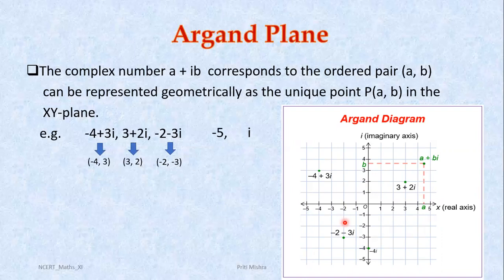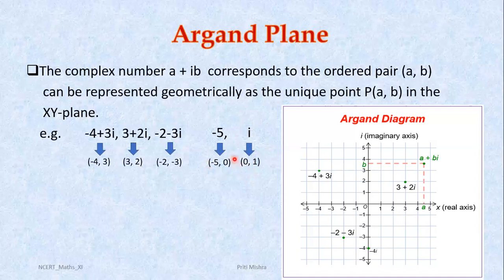Now I would like to tell you, if you are having numbers like minus 5, in terms of the complex number system, this is a purely real complex number, because here the imaginary part is 0. So we will write it in terms of an ordered pair, just like minus 5, 0. And the next number is i. You can see its real part is 0. So this is a purely imaginary number. Its real part is 0. So we can write it in terms of an ordered pair like 0, 1.